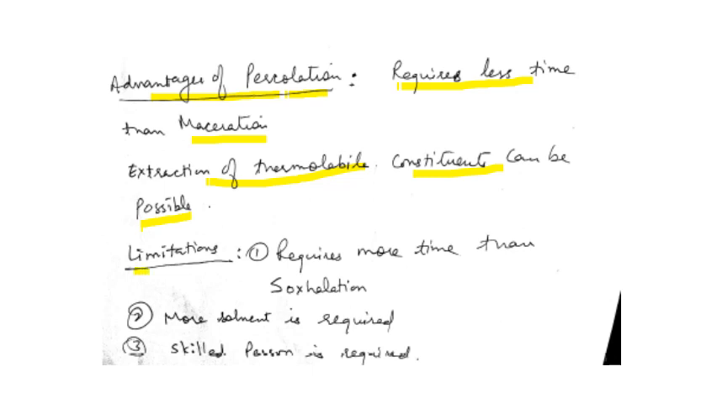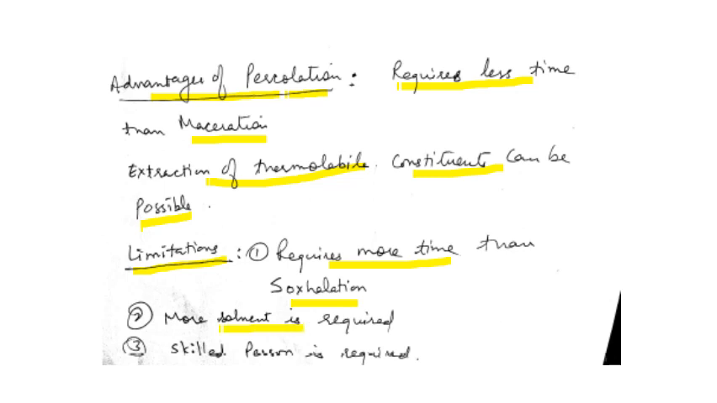Now, what are the limitations of the percolation method? It requires more time. Another extraction method is soxhlation. Soxhlation is also one kind of extraction method, the extraction of the solid using the menstruum when we go for heating it, boiling it. So the soxhlation extraction method requires more time.